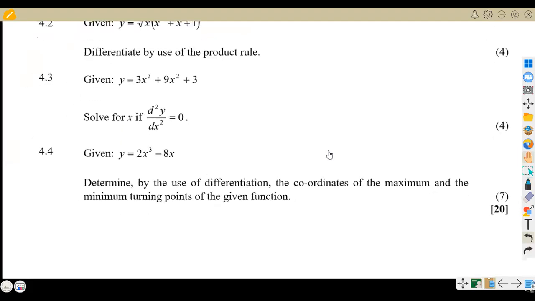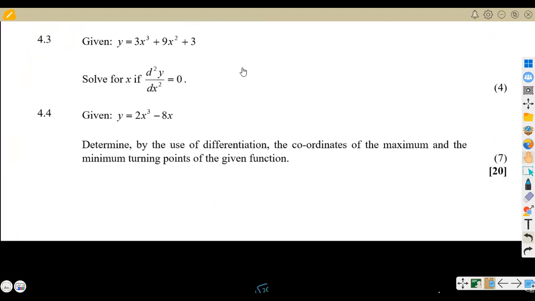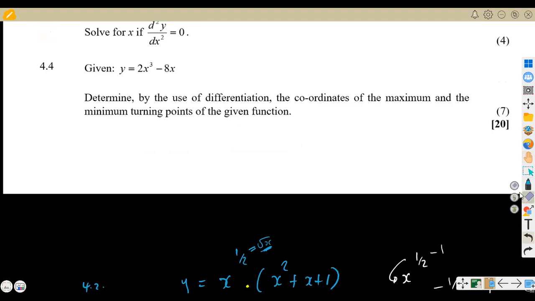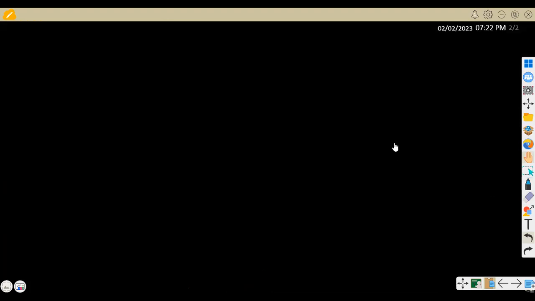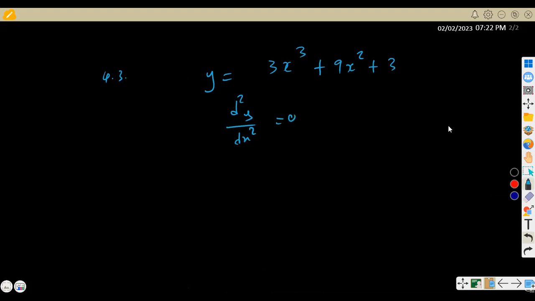On 4.3, we are now given the expression for y, and we must solve for when the second derivative of y with respect to x is equal to 0, and that is 4 marks. Let's have our question down so that we can work this one out. So this is question 4.3, where we are given that y is equivalent to 3x to the exponent of 3 plus 9x squared plus 3. And we are asked to solve if the second derivative is equivalent to 0 in this case.